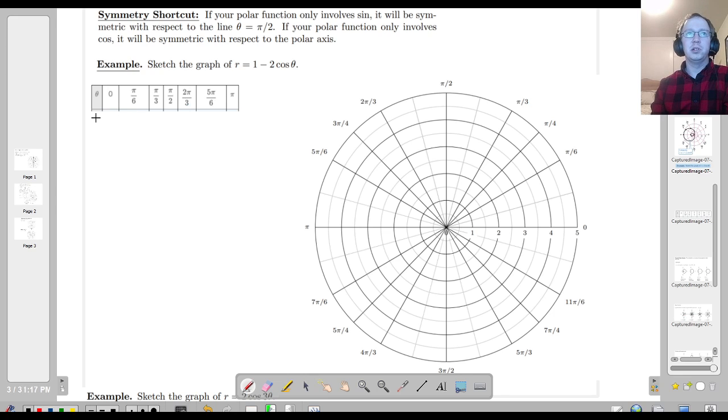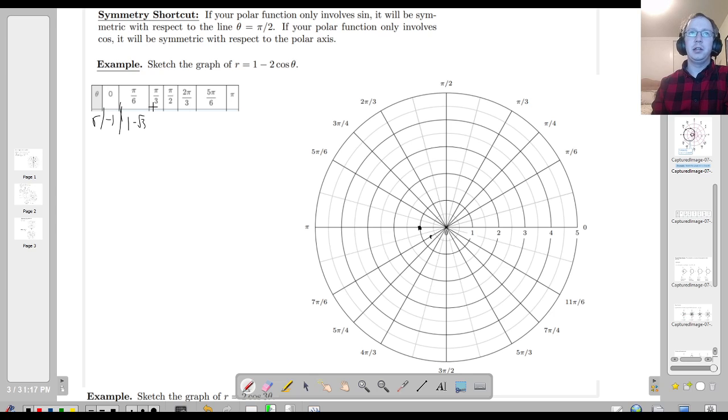So I'm going to plug in a few points here. So 1 minus 2 times the cosine of 0. So that's 1 minus 2 times 1, or negative 1. Pi over 6. Let's see, cosine of pi over 6 is root 3 over 2. So this is 1 minus root 3, roughly negative 0.7. Let's start to plot those guys. So at an angle of 0, I'm supposed to go out a distance of negative, so opposite direction, 1. Starting over here. Next, at pi over 6, I'm supposed to go out a distance of roughly negative 0.7. So not this way, but the opposite way, 0.7 or so.